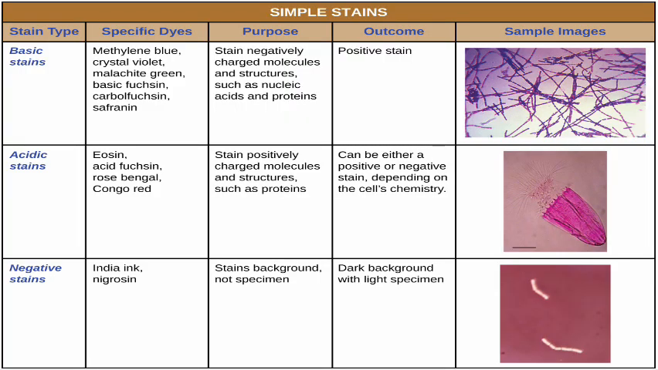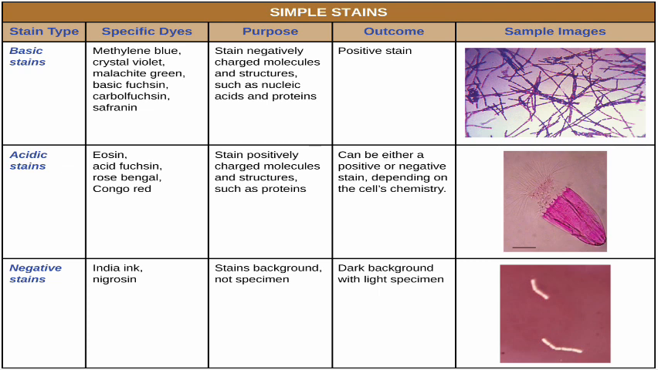Now, to summarize all of the discussed stains, I have included a simple table that summarizes po the different stain types, the specific dyes used, the purpose and the outcome, and the sample image po for each type of staining procedure. For basic stains po, usually we employ specific dyes or basic dyes like your methylene blue, crystal violet, and others. And the very purpose of basic stains is to demonstrate po the simple structure and morphology and arrangement of your bacteria, but they do not differentiate groups.